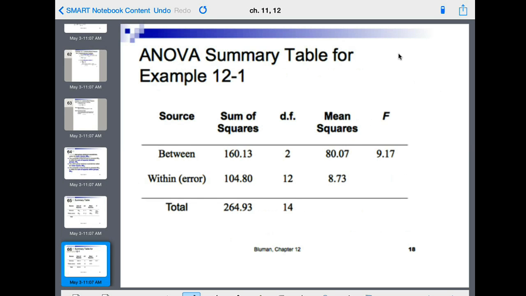So for example, we got sum of our squares. Here's an ANOVA table. Sometimes they'll just print this off. 160.13 divided by 2 is 80.07. 104.80 divided by 12 is 8.73. We divide those two out, we're going to get 9.17. Our total sum of squares, degrees of freedom, so on down the line.